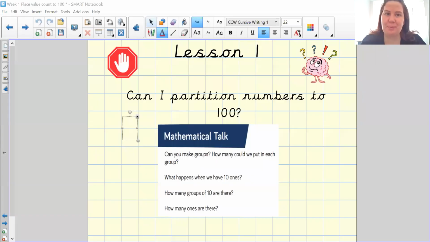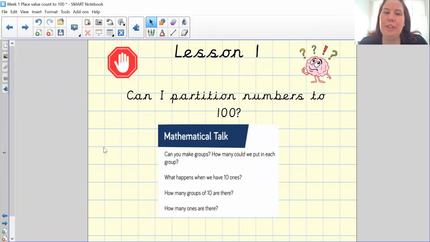Hi everyone and welcome to your first maths lesson of this week. This week we are going to continue on with our place value. So we are going to be looking at partitioning numbers to 100 today.